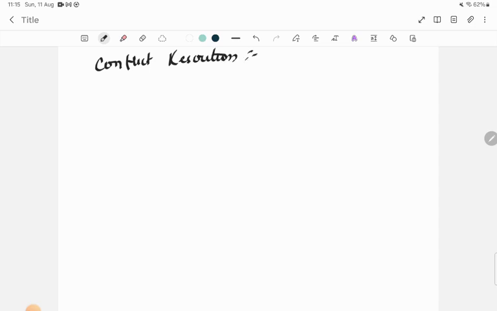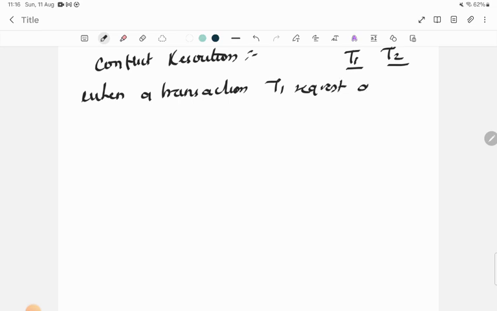Okay, conflict resolution. So what is conflict resolution? Conflict resolution means resolving the conflict between any two transactions that are going to take the same resources. Here is how it happens: when a transaction T1 requests a resource held by another transaction T2, the resource is with T2 and T1 is requesting.